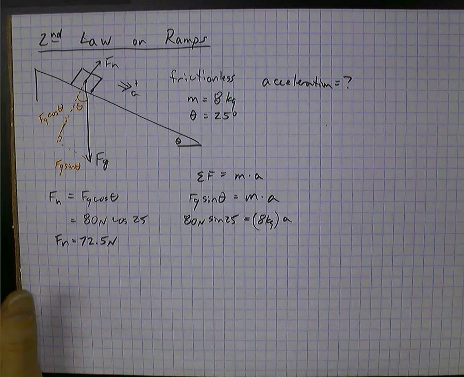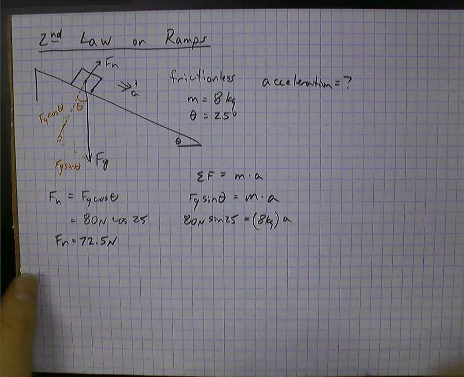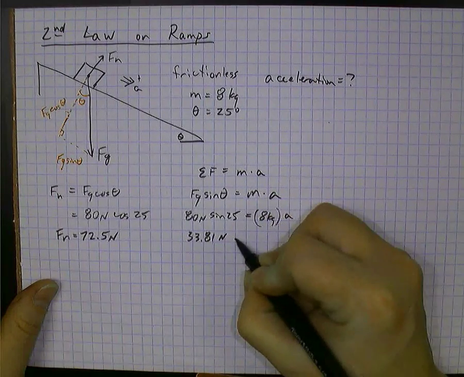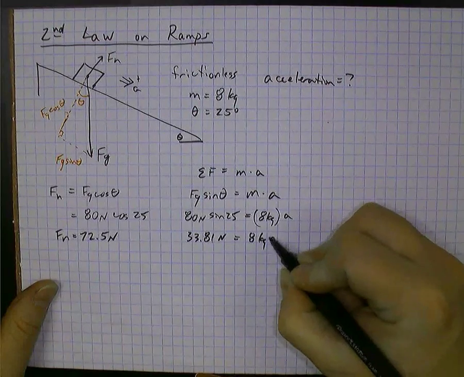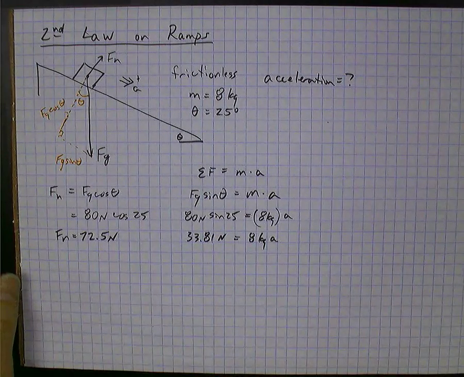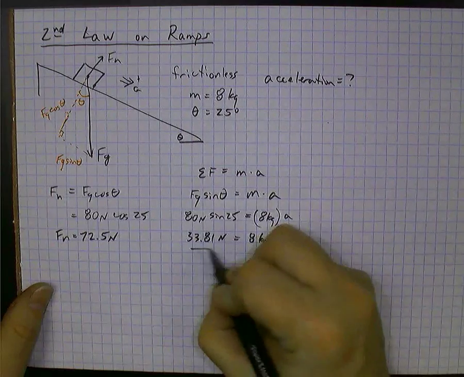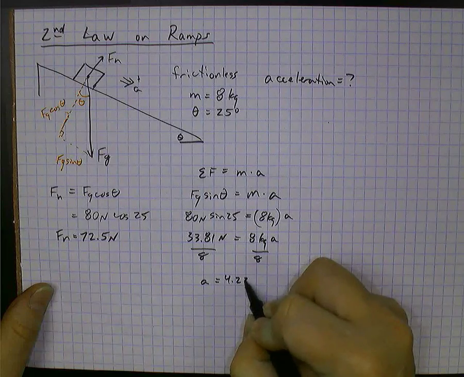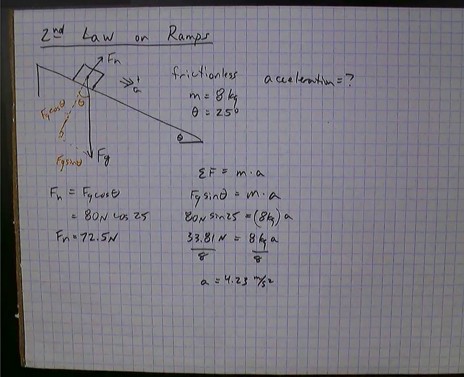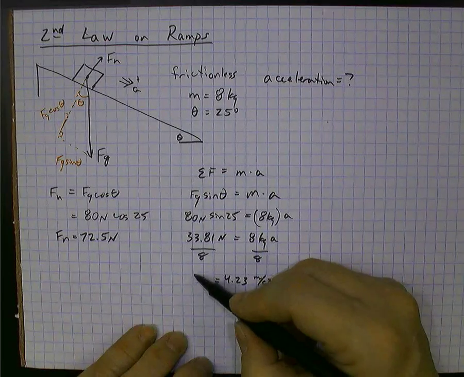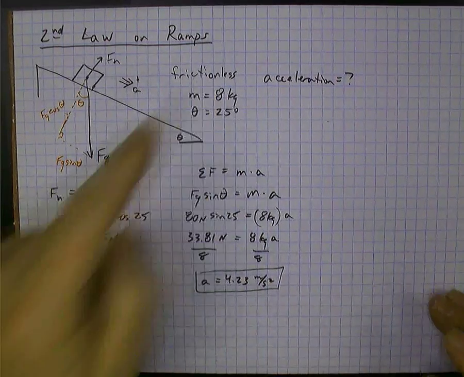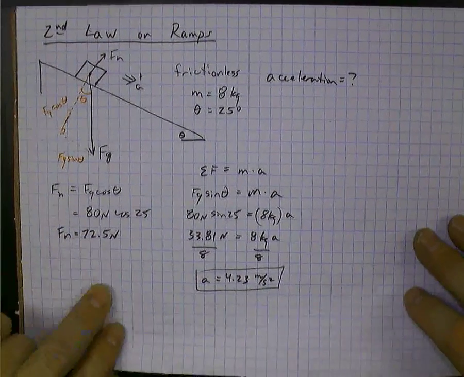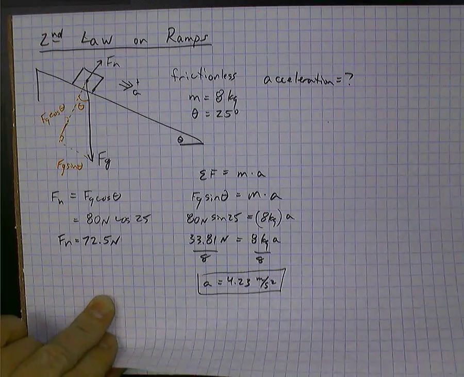So 80 sine 25, 33.81 newtons equals 8 kilograms times acceleration. Divide by 8. And acceleration is 4.23 meters per second squared. So as the box slides down the hill, assuming it's truly frictionless, it's going to pick up speed at this rate, 4.23 meters per second for each second that it's able to slide down the hill.